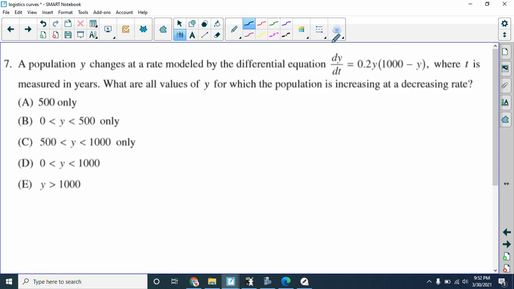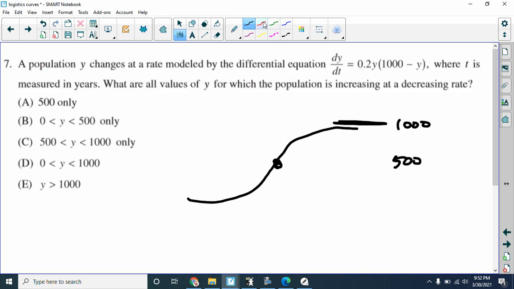So we need to recognize this as a logistics curve. A logistics curve looks like this. This is 1,000. This point right here is half of that, 500. Increasing, it's always increasing. My slope is getting bigger until 500. I want it to be increasing at a decreasing rate. Now my slope is getting smaller. So from 500 to 1,000, y values from 500 to 1,000 only.